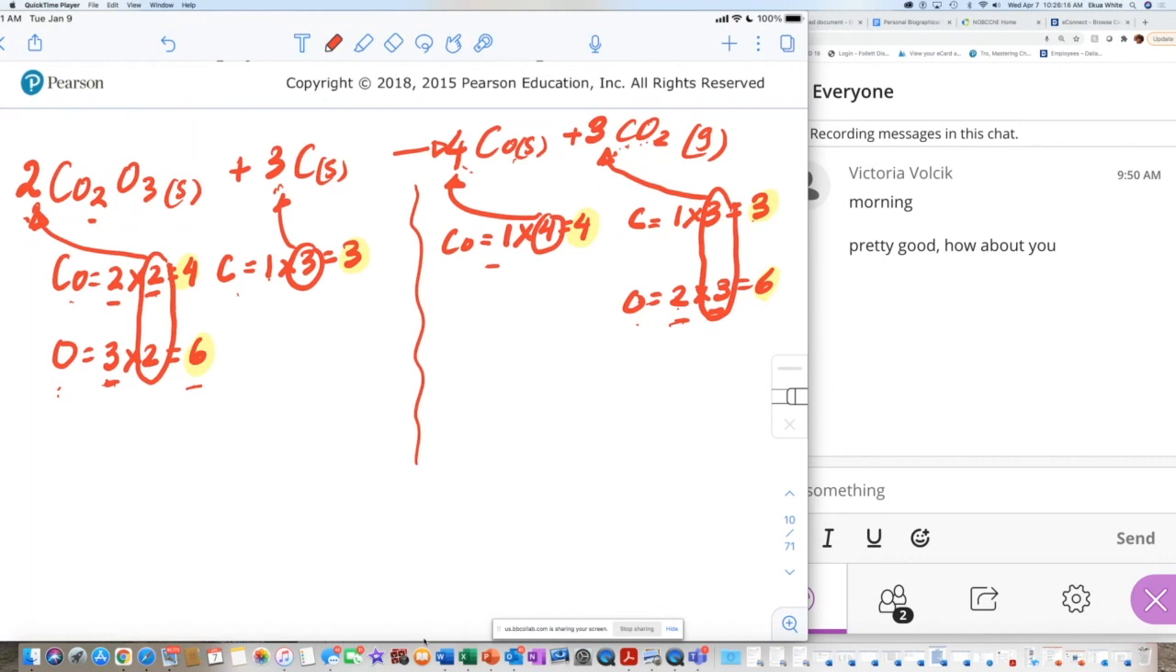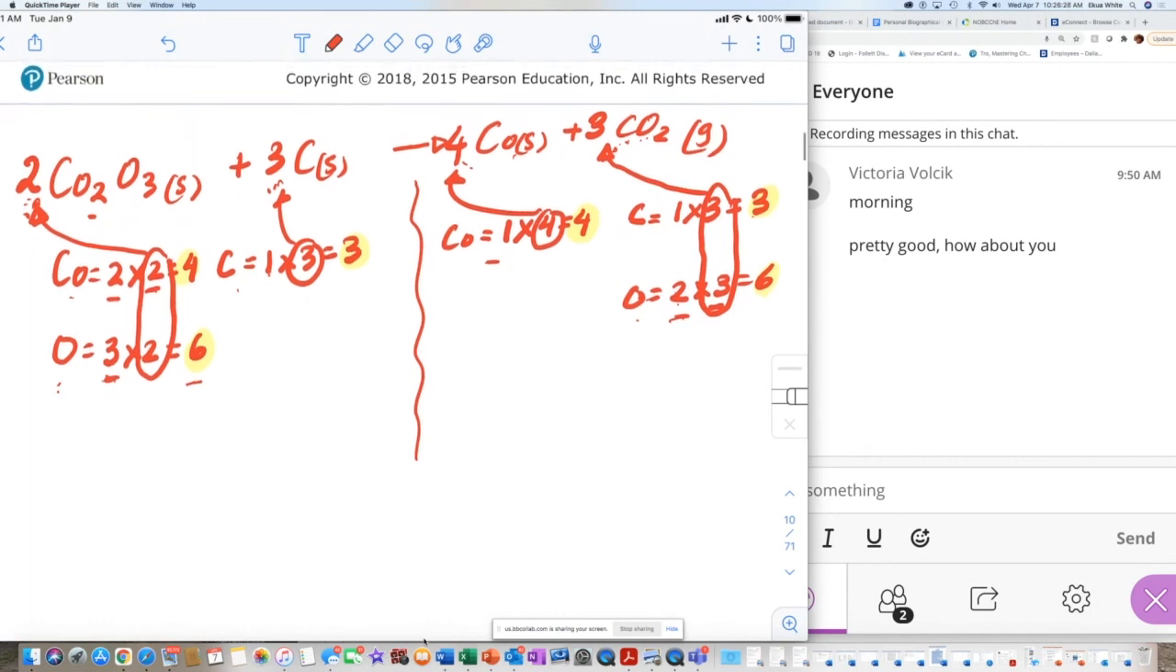Do you have to do it that way? No. If you like writing the numbers before like that, you can do that. Do whatever works for you. I'm just showing you a way to do it. And you can do it whatever way works for you. Okay, so 2, 3, 4, 3.